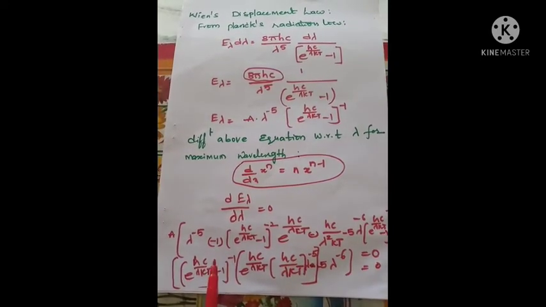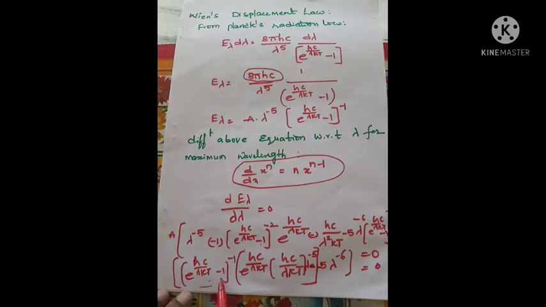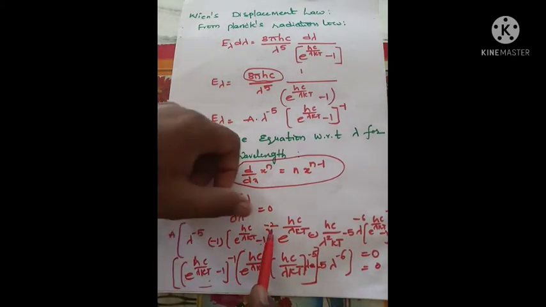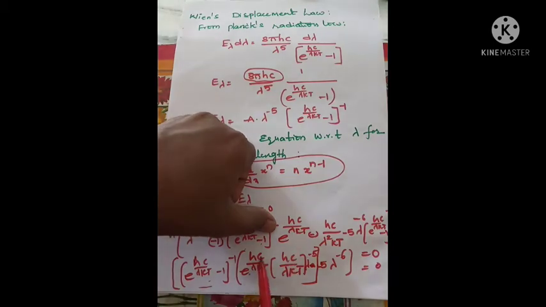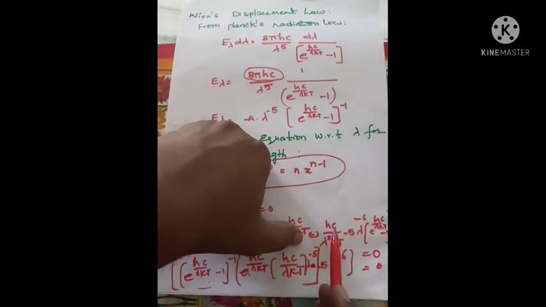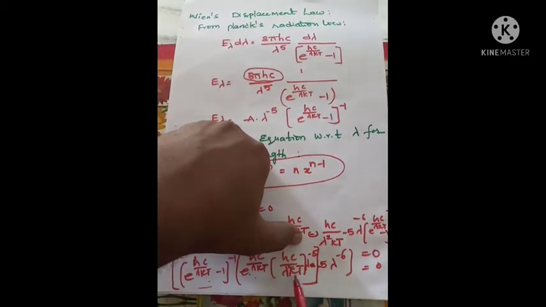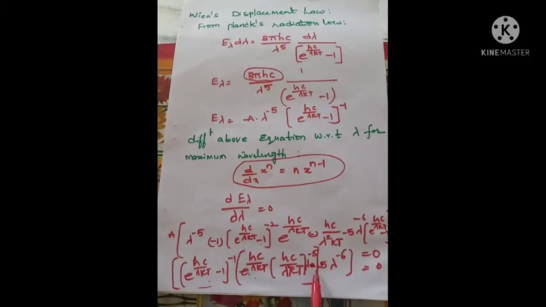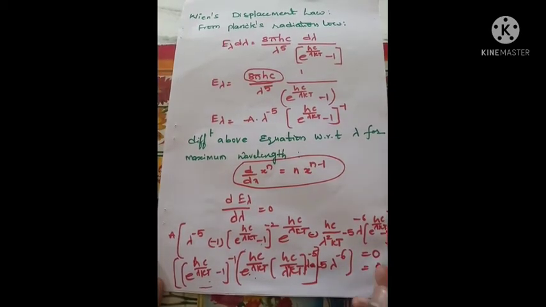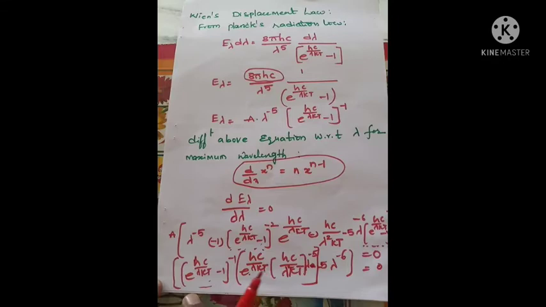All right, here we know that (e to the power of hc by lambda kT minus 1) whole to the power of -1 is common. If you take that common, and the term e to the power of hc by lambda kT into hc by lambda square kT, and (e to the power of hc by lambda kT minus 1) to the power of -1 remains the same. Then lambda to the power of -5 remains the same, and -5 into lambda to the power of -6. So that means only this term and this term, taking common from this term and setting it equal to 0, and the remaining term is this one.